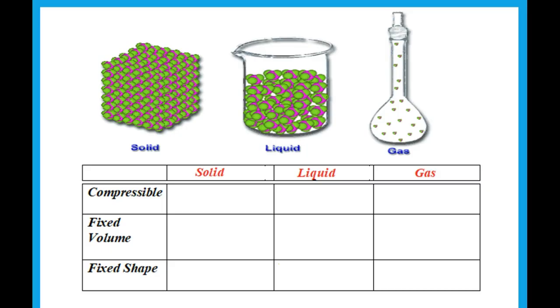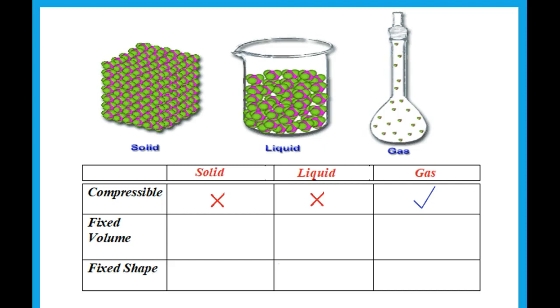Okay? So, which ones are compressible? The word compressible means I can press the particles nearer to each other. In order to press the particles nearer to each other, they must originally be far apart. So the one that is compressible is the gas, because the particles are originally far apart.